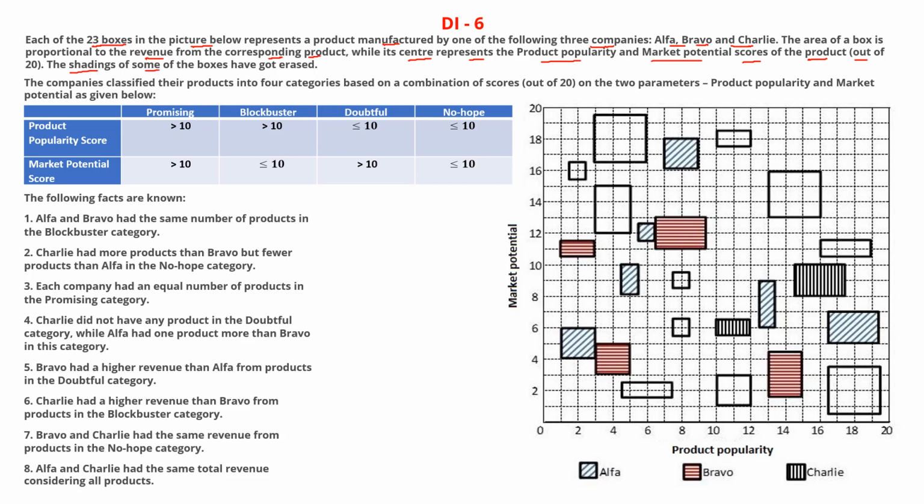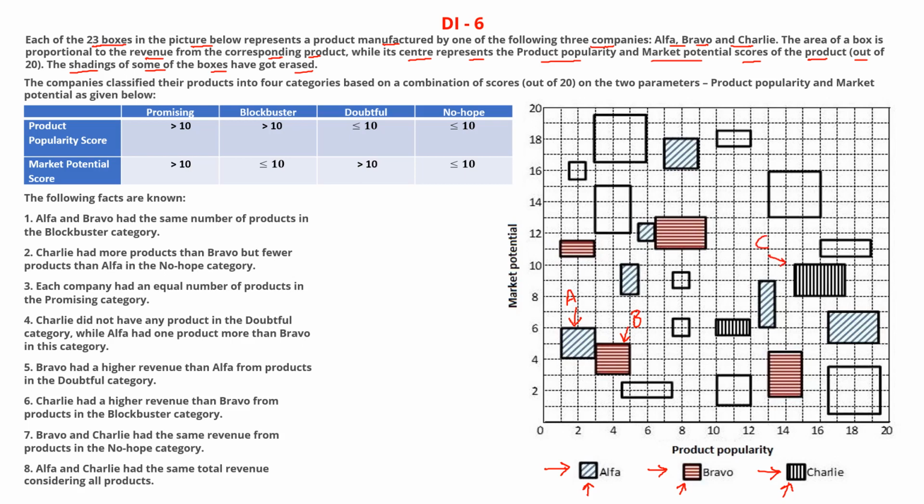The shadings of some of the boxes have got erased. So in this particular picture we are provided with 23 boxes of Alpha company, Bravo company and Charlie company. Alpha company is having blue color, Bravo is having red and Charlie is of black color. So those boxes which are of blue color are of Alpha. For example, this product is from Alpha, this product is from Bravo and this product is from Charlie.